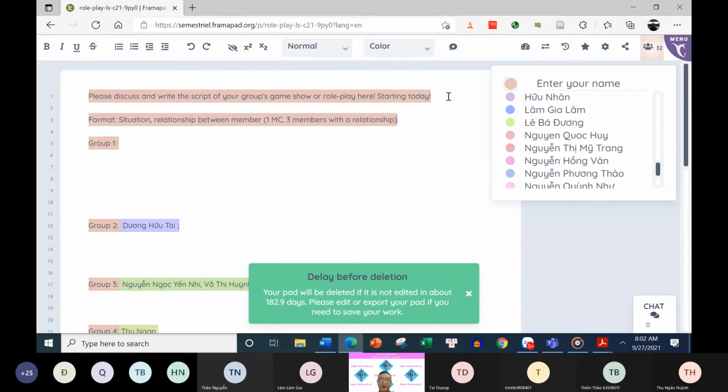So you have to define setting the situation, relationship, members, and then you have the script, you have the conflicts, and then design and write the rules.